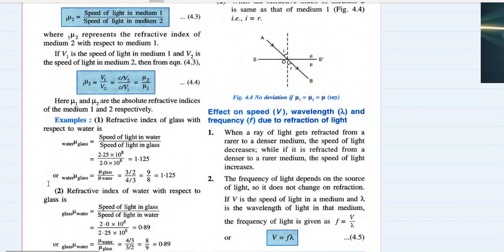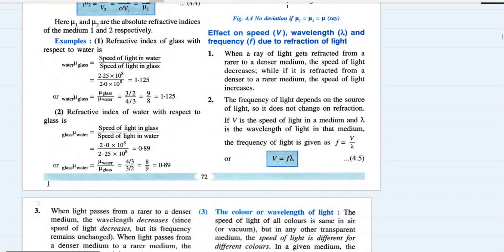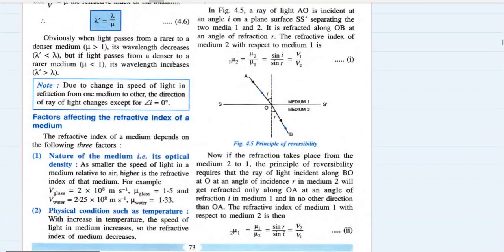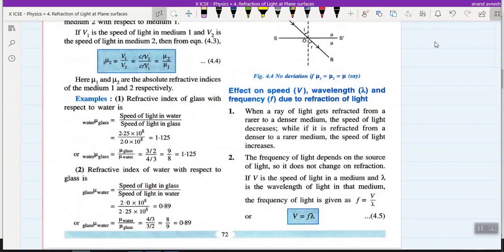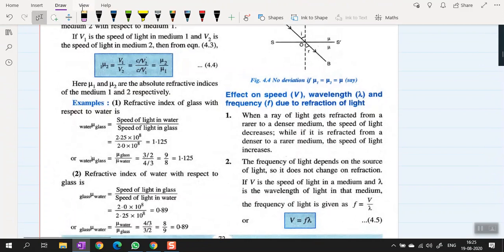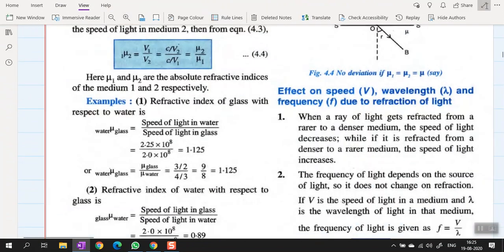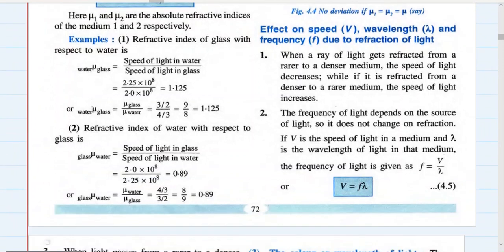There is one small part which I have not discussed, which I want to discuss right now, which is the effect of speed, wavelength, and frequency due to refraction of light and factors affecting the refractive index of a medium. Let's understand this in detail. So, effect on speed, wavelength and frequency due to refraction of light. How does speed of light, wavelength of light and frequency of light change due to refraction of light?